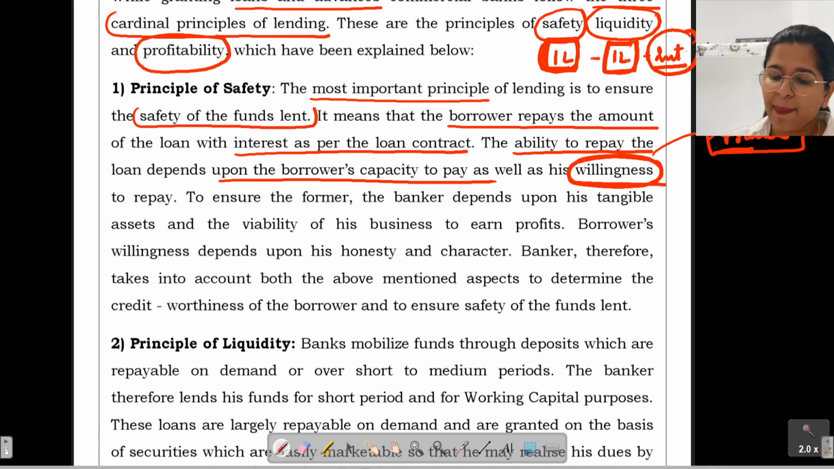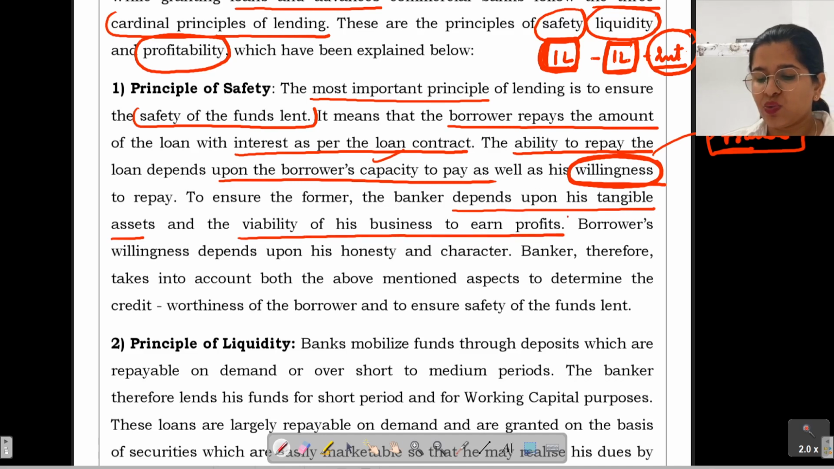To ensure the capacity to pay, bankers depend upon tangible assets as well as the viability of the business to earn profits. Obviously a bank does not give loans just like that. They see whether you are able to pay, they see your credit history, your financial transactions, your assets. After that, they give you the loan.